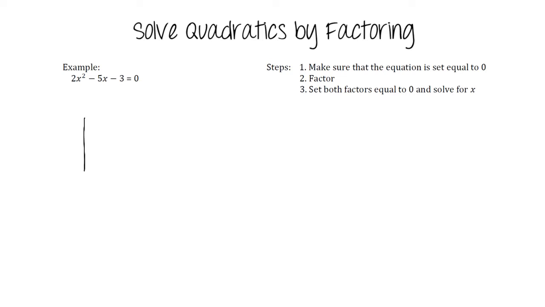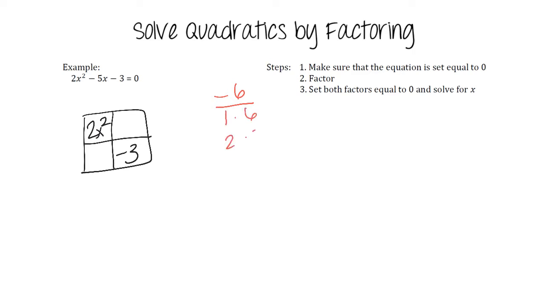So then we draw the box and we write 2x squared here, -3 here. 2 times -3 is -6. So we need factors of -6 that add to -5. Factors of 6 are 1 and 6, 2 and 3. But remember, they need to multiply to get -6 and add to get -5, which means one of them is negative and one of them is positive. And since we need a negative in the middle, our negative is going to be -6 and +1. So this is going to be -6x and +1x.